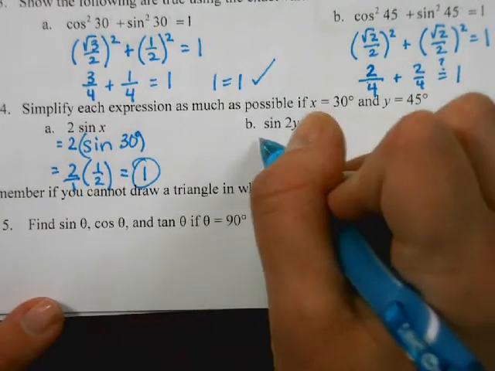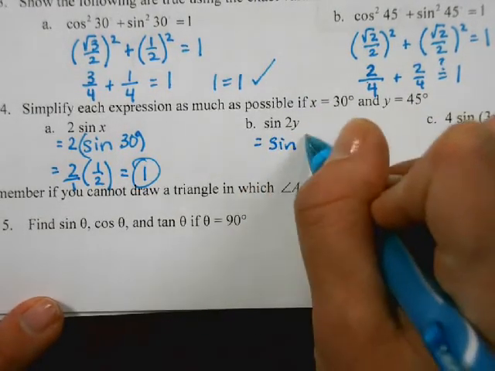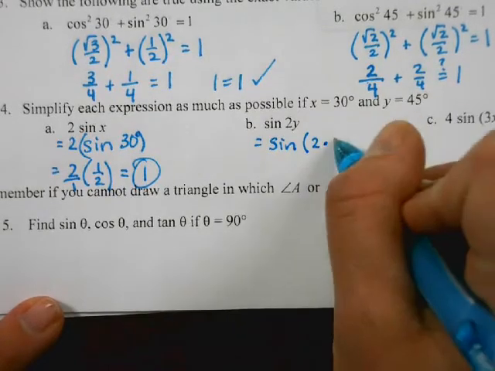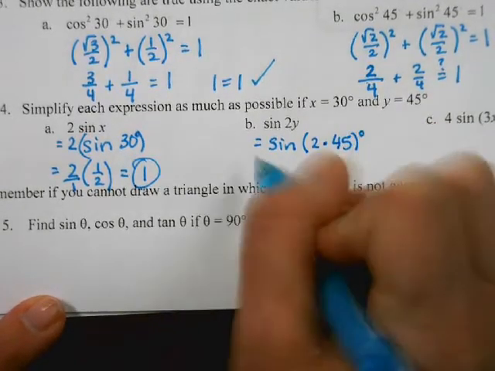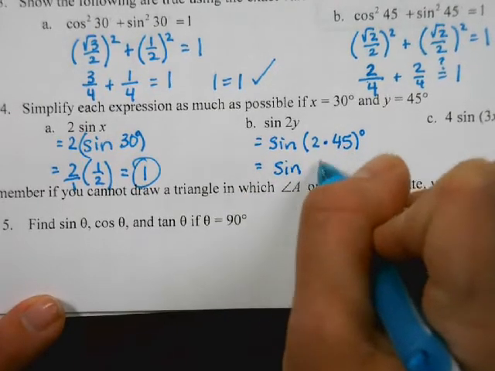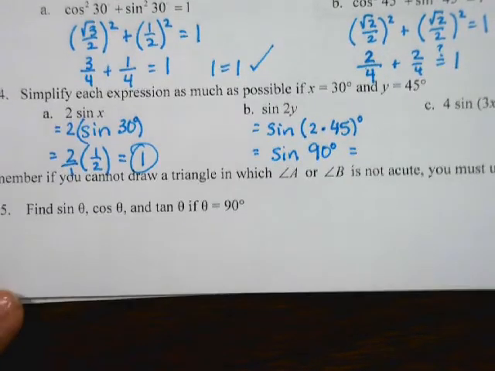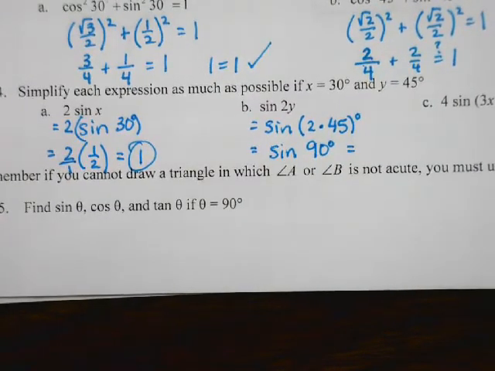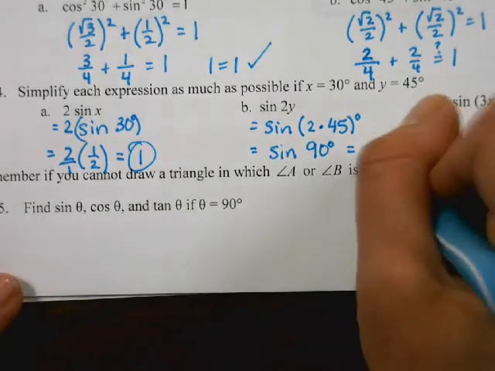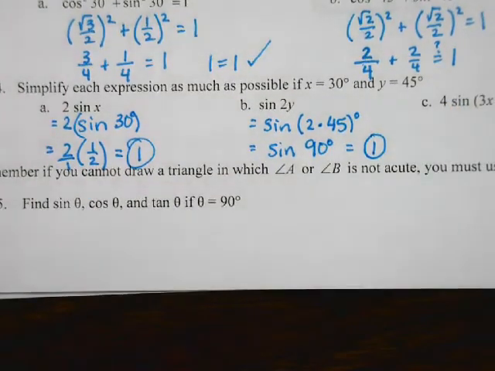Okay, letter B. This is the sine of 2 times y, and y they told us was 45 degrees. So this guy is the sine of 90 degrees. Look at your chart. What's the sine of 90 degrees? 1. Now, they won't give you something that isn't on there. You shouldn't end up with, like, the sine of 75. Does that make sense? You should end up with 30, 60, 90, 45, 0. All those ones, right? So you shouldn't end up with anything crazy that's not on your chart.